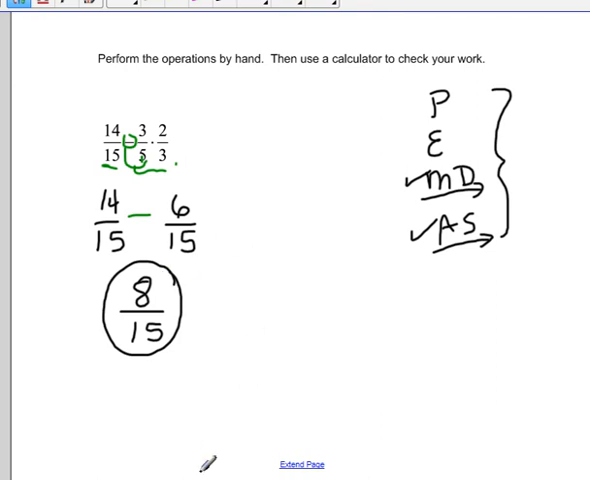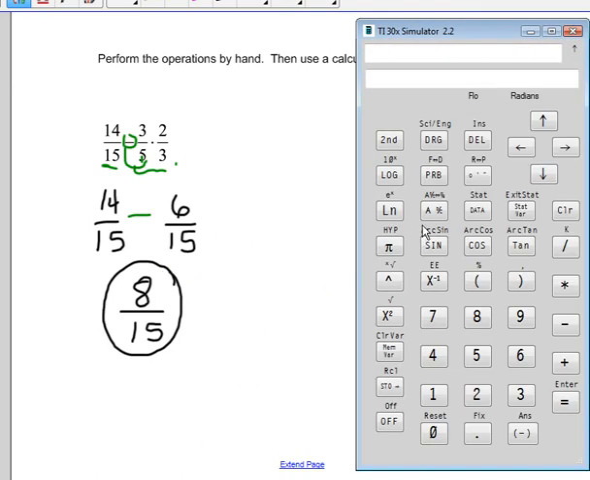Let's use our calculator to check to make sure our work is correct. So remember what we had. We had 14/15. I'm going to use my fraction key. 14, fraction key, 15. And from that we're going to subtract 3/5, 3, fraction key 5, which was multiplied by 2/3, 2, fraction key 3.